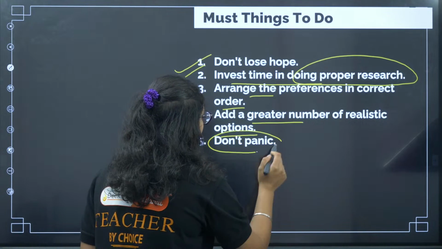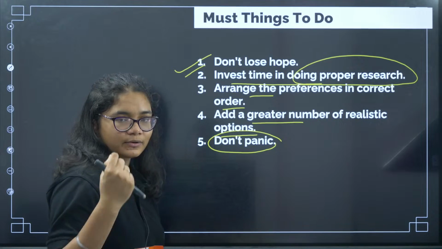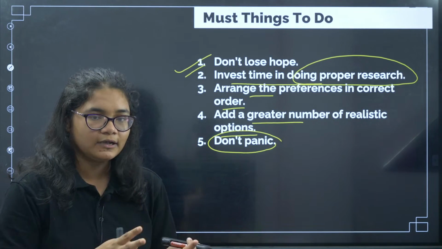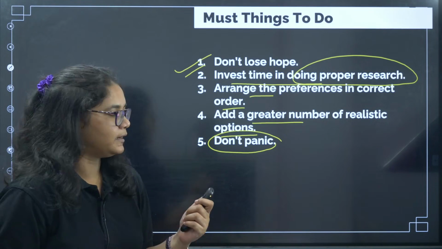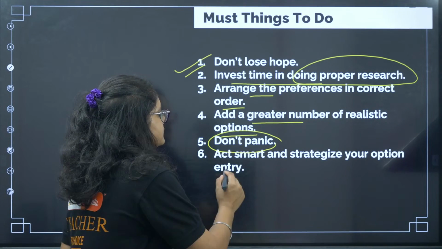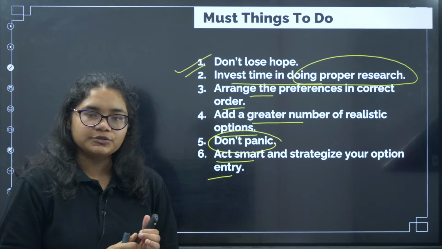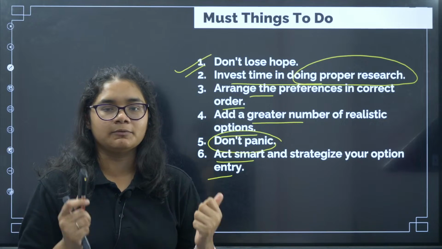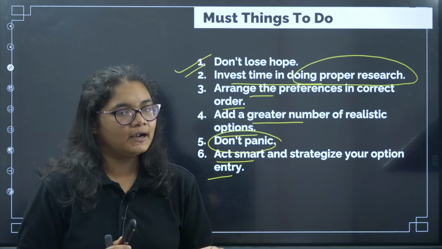Fifth, again, do not panic, because this is a mistake that can be corrected, and if you prepare the option entry smartly now, you will be able to get a college. So act smart and strategize your option entry. Prepare your option entry following these steps. Definitely it will be better, and next time you will get a college.